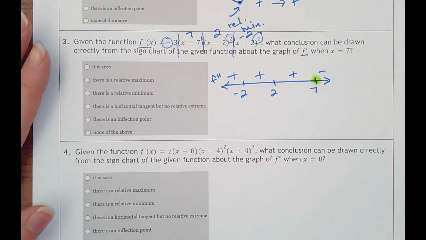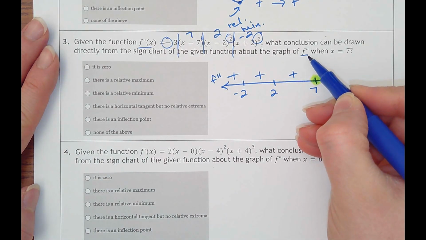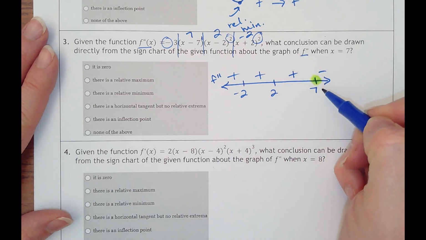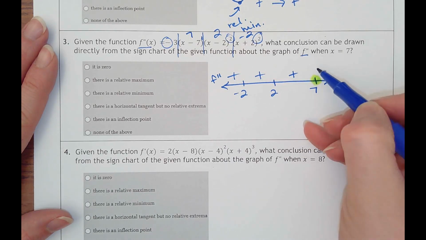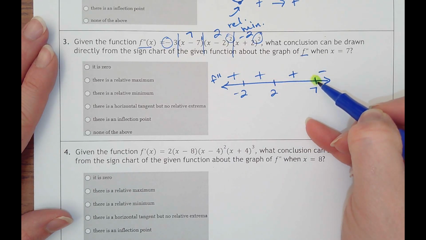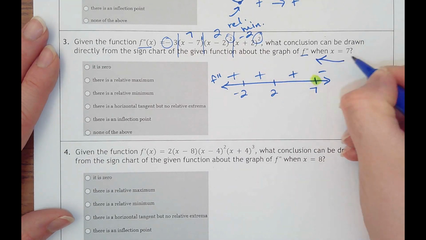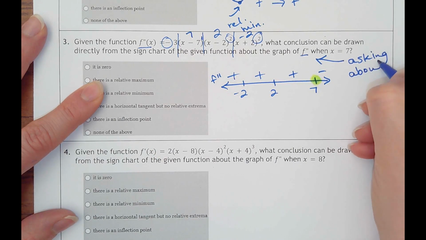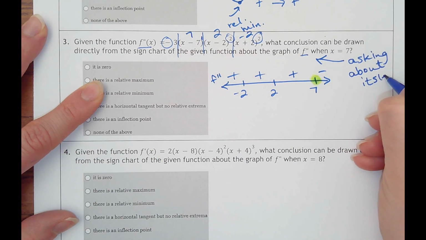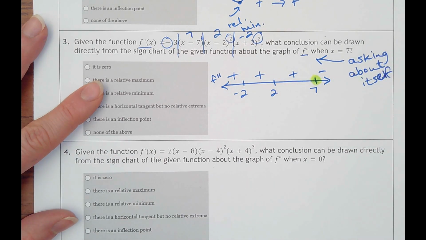here's the thing. If this would have asked about the graph of f, this would tell us concavity and where points of inflection are. If this would have asked about f prime, it would have been asking about mins and maxes. But because it's asking about itself, that is what makes this one weird. Oh my goodness, I can't spell. It's asking about itself. So we don't have to do anything with slope.